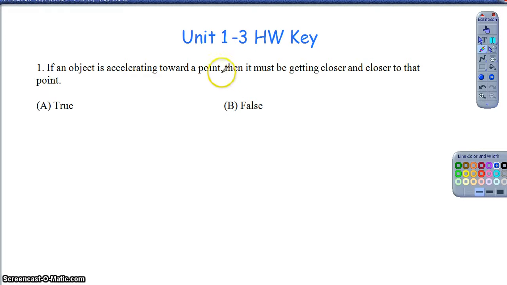Alright, so for the first part here of homework 1-3, we'll hopefully get through maybe the first half or so. If an object is accelerating towards a point, then it must be getting closer and closer to that point. I think and hope most of you guys would have nailed this one, right?